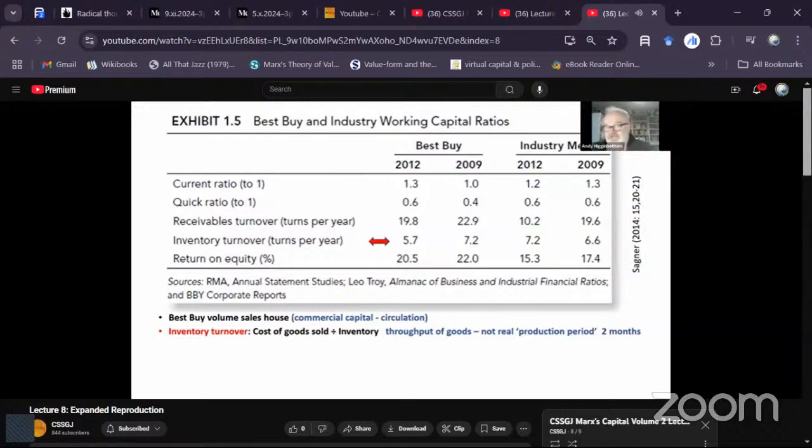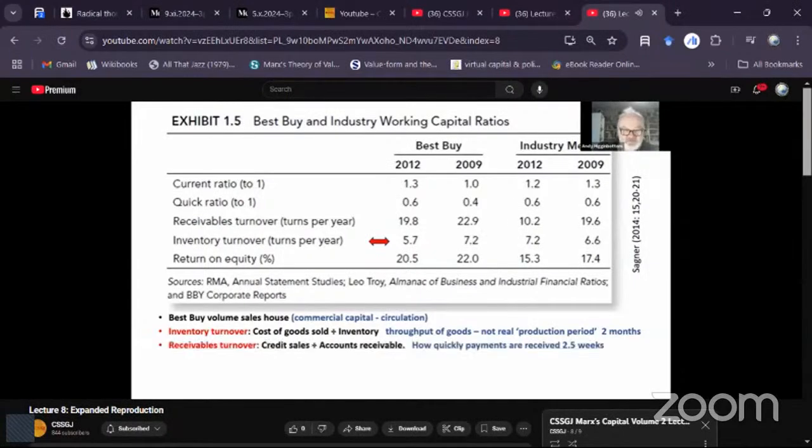There's no production phase to this cycle. So the inventory for the bought goods is the same as what's going to be sold. There's no labor processing between the 2, except putting them on the shelf and taking them off the shelf, right? And so the inventory turnover is important to this type of capital, how quickly the goods move. And what you can see from this example is that they will move more slowly in 2012 than they did in 2009. But about once every 2 months, the goods that come in go out the door.